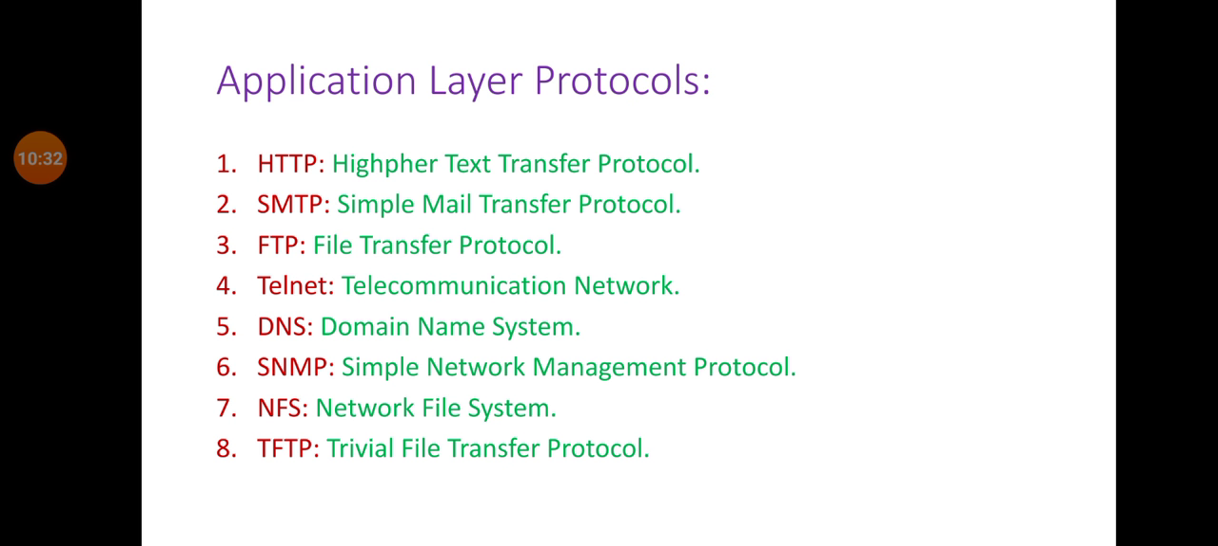Next is DNS. DNS means Domain Name System. It is used for domain identification. Domain means system identification, so it provides domain name services. Based on domain names, we can identify which system is presently working, which system is ready to work and which system is not working.